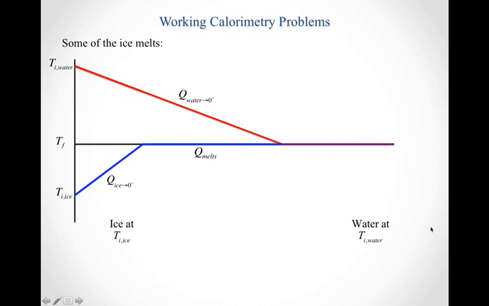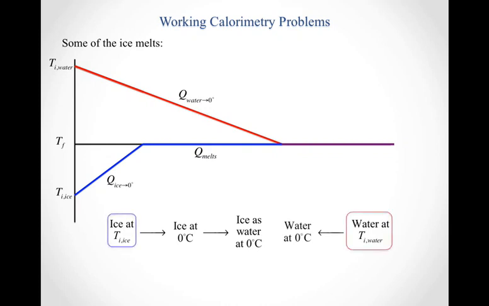And again, what I'll notice is the ice has to go from its initial temperature to the melting point. Some of it will melt, but that's the only process the ice has to go through. The water, on the other hand, is going to go from its initial temperature all the way down to 0. So again, I'm starting with my initial states on the outside. I can see what my final state is here in the middle.